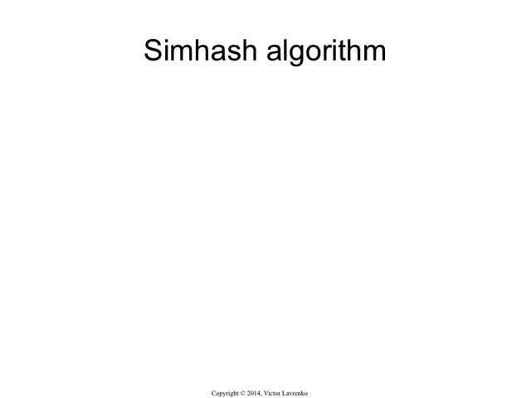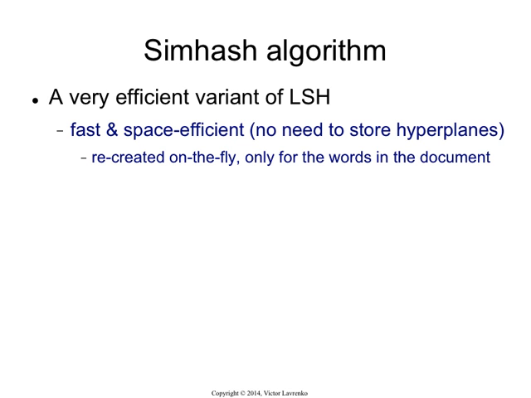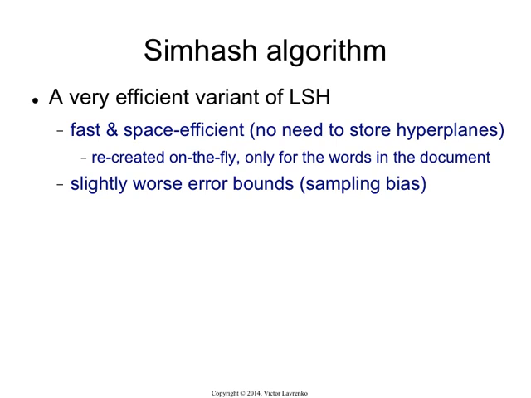So that's LSH in general. Now, what I want to do is talk about Simhash. Simhash is a particularly efficient variant of LSH. It's efficient because you don't store the hyperplanes. You don't store the hash tables. You generate everything. You generate the hyperplanes on the fly for each word in the documents. It has slightly worse error bounds than clean LSH, but it's not very far off.